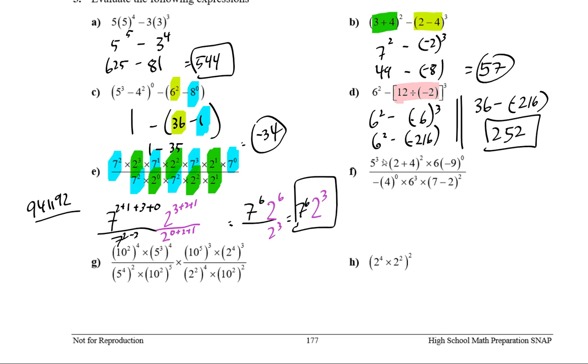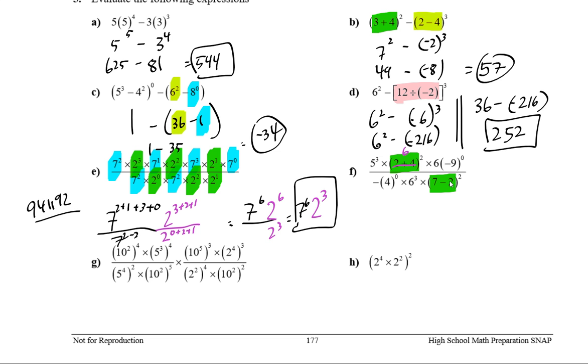Next, 5 cubed times 2 plus 4 squared times 6 times negative 9 to the 0 over negative 4 to the 0 times 6 cubed times 7 minus 2 squared. We've got a whole bunch of things we need to prioritize. First step is going to be resolving that bracket and that bracket. So this first bracket's going to work out to 6. The second bracket's going to work out to 5.